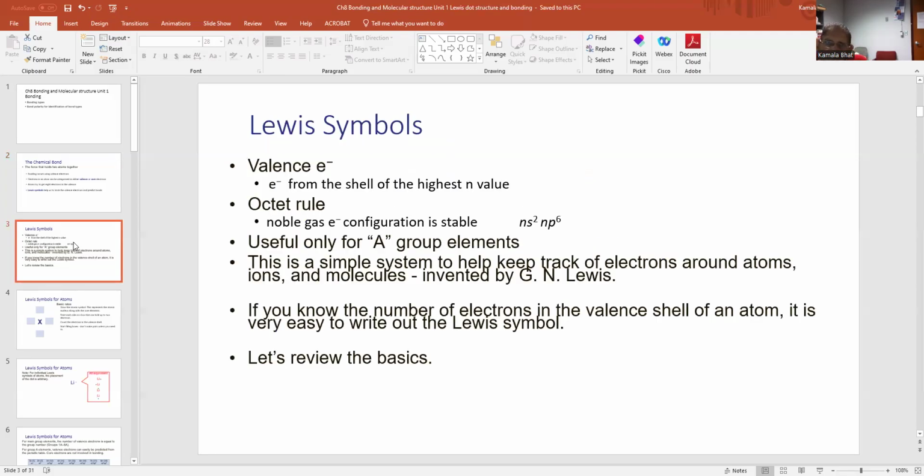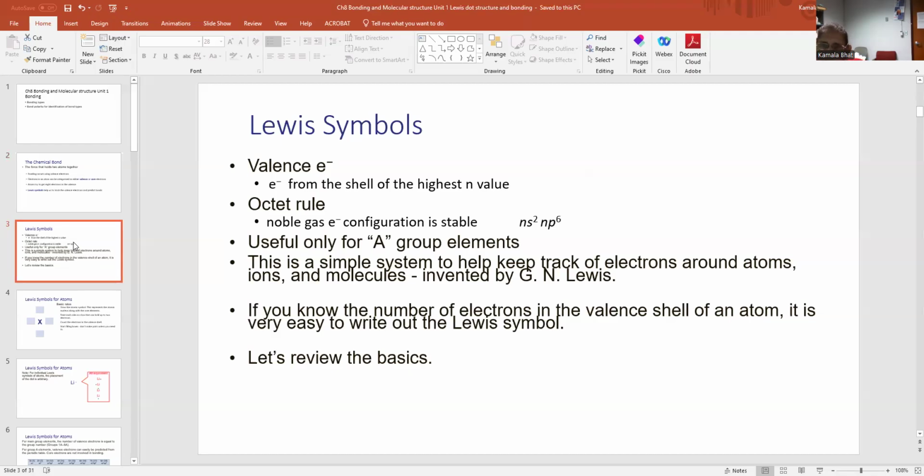The valence electrons are available from the highest shell, the highest n value. The octet rule gives us a noble gas structure, ns2np6, where n is the energy level of that particular group. Usually this is done for only A group elements, and A group elements are considered the representative elements. And this is a simple system to keep track of electrons around atoms, ions, and molecules.